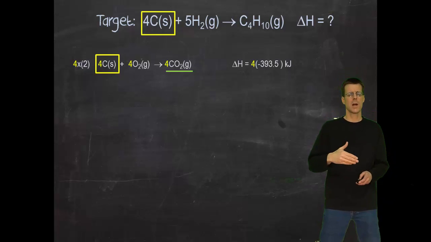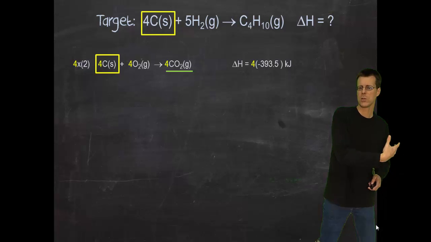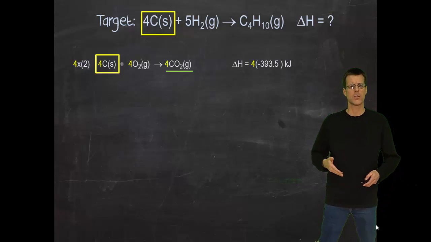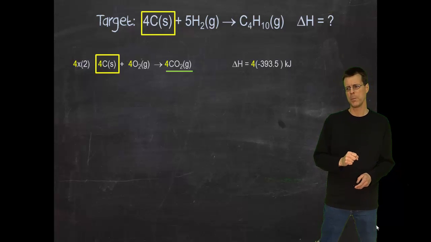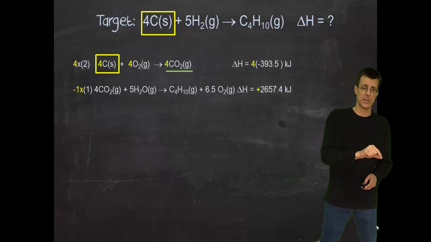So it's almost like I had a reaction that produced carbon dioxide. Now I'm going to try and consume it in some other reaction. So I look through my reactions trying to find carbon dioxide, and I find it in reaction number 1. Reaction number 1 has carbon dioxide as a product, but I actually want it as a reactant.